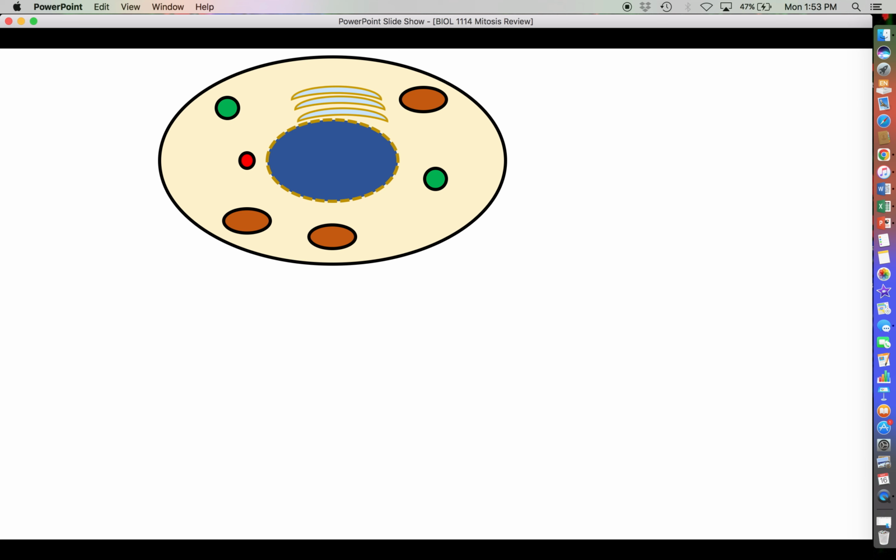Hey everyone, let's talk about the cell cycle and mitosis. Now, mitosis in particular is one of the most difficult cellular processes for a new biology student to grasp and learn about. Something that I've noticed is that, in general, it's not a subject that's taught particularly well on average.